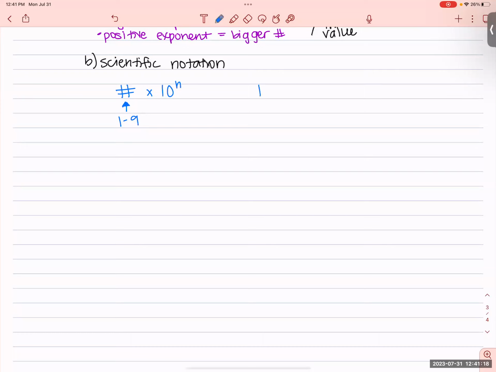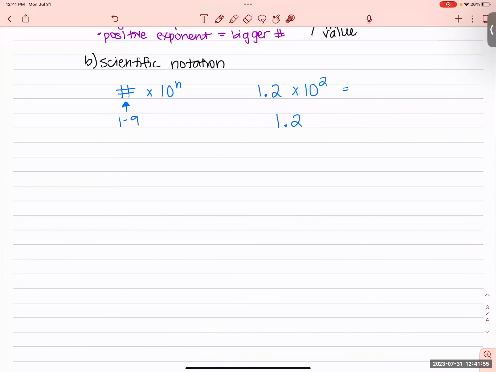So if I have 1.2 times 10 to the 2, this may seem like a daunting thing to think about that number, but let's turn it into regular notation. So to do that, look at your 1.2 and let's think about the exponent. Is it a bigger number than 1.2 or a smaller number than 1.2? Because this is a positive exponent, it's a bigger number than 1.2. So we're going to move our decimal to make the number bigger.